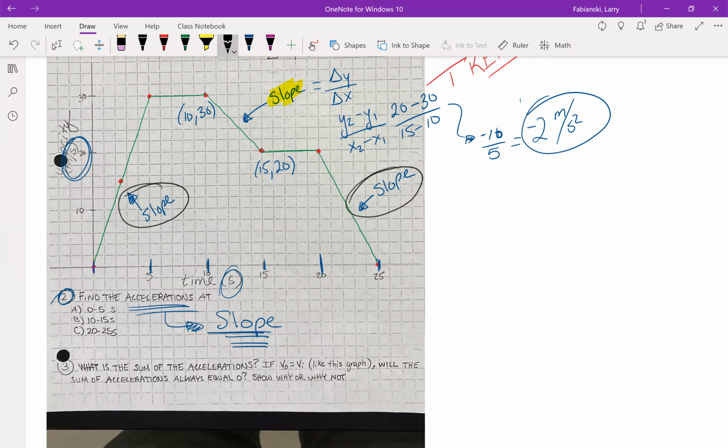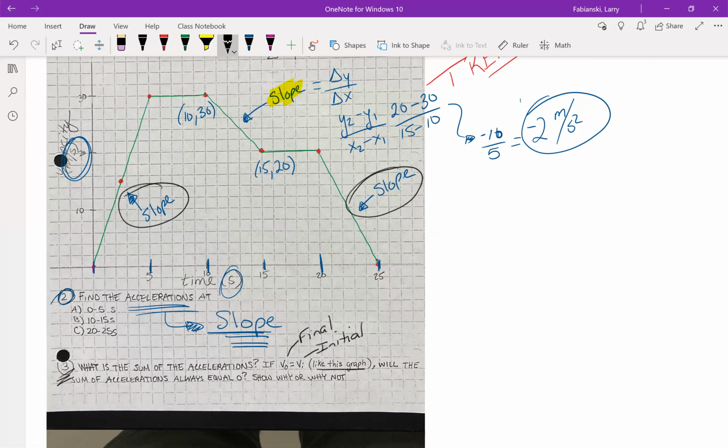Now finally, number 3, what is the sum of the accelerations? Okay, so I had you determine the 3 accelerations that were moving. The other 2 accelerations, line segment 15 to 20 is 0, as well as 5 to 10 is 0, so they really don't factor in. Now, if the velocity of the graph, like in this case, this is final, and this is initial. If the velocity of the final and initial on the graph, will that always be 0 like in this case?